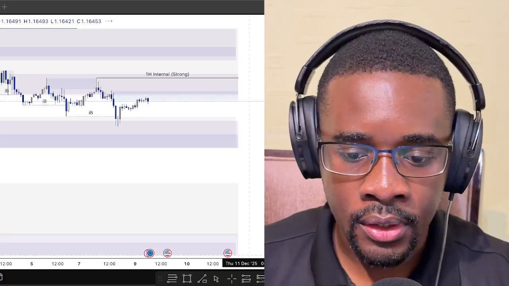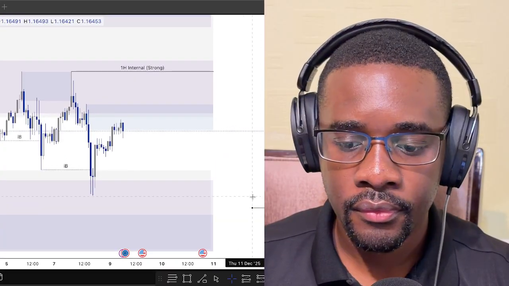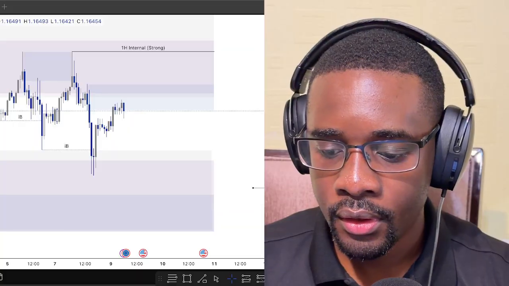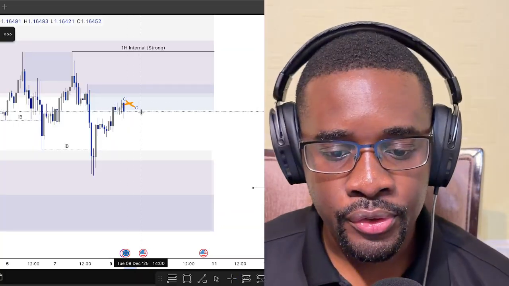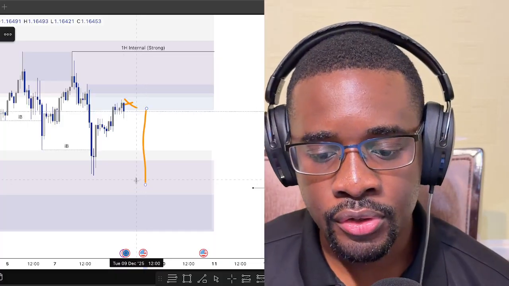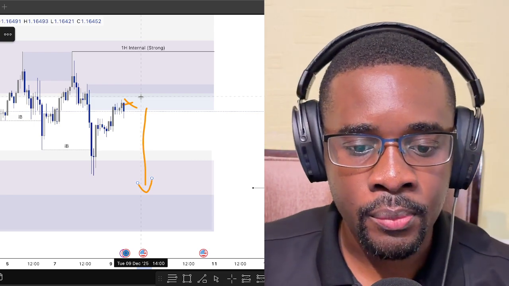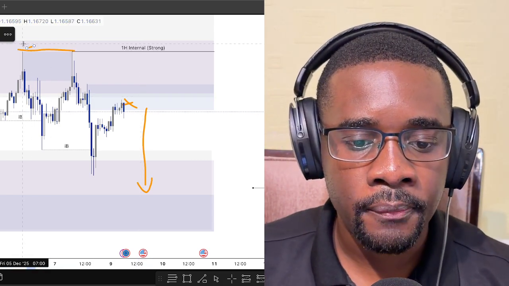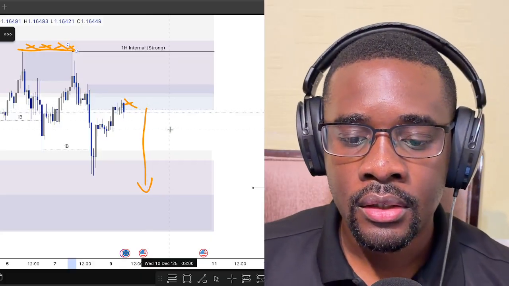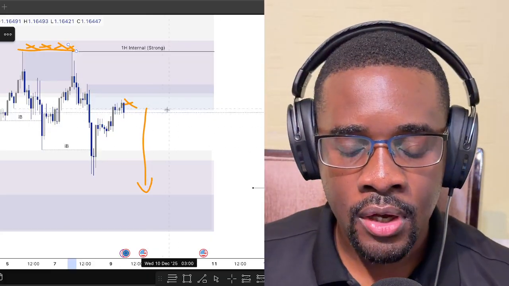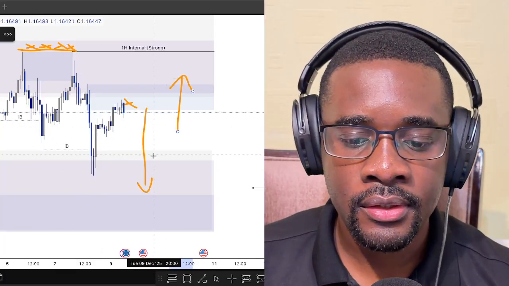So we're gonna look at the 1 hour again. And price could react from here and continue lower, but it's not very clear at the moment. We have resting liquidity up here, which could easily be taken at any point. So 4-hour is bullish. Our 1 hour internal is bearish.